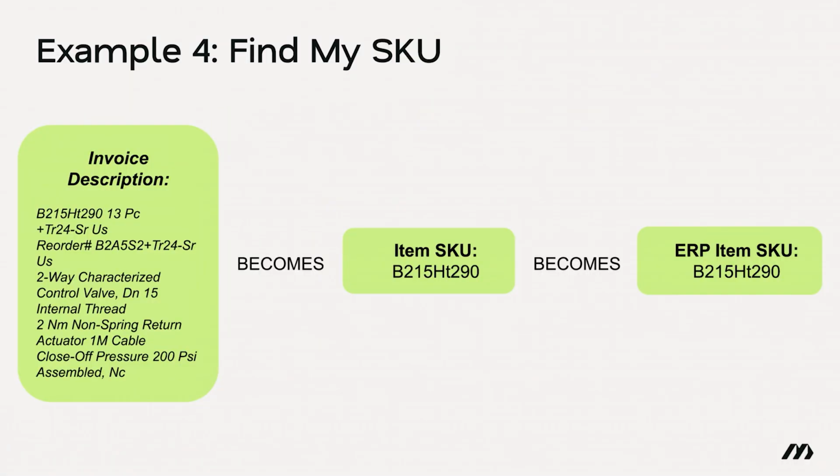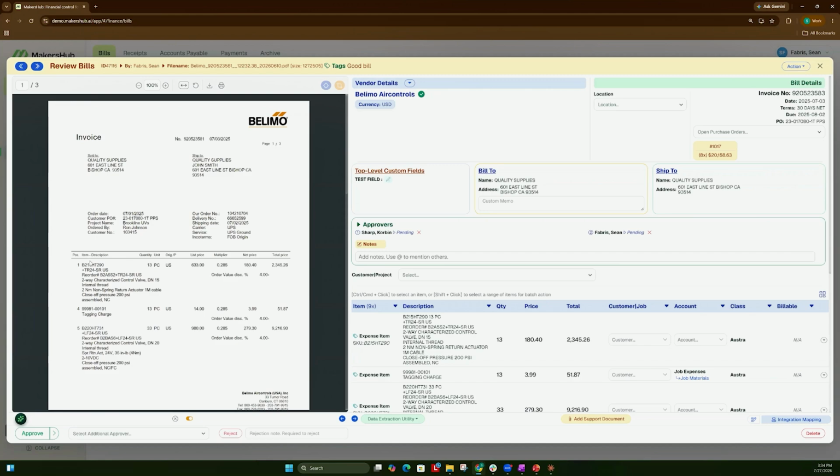Our last example is a vendor whose SKU and descriptions don't follow a reliable format. If we take a look at this Belimo bill, we can see that the item and the description are all combined within the same description field. And so that makes it very difficult for us to go ahead and extract a SKU, but we can train MakersHub as to where it is that we should pull this SKU from. In this case, we can say anything up until the first space should be set as a SKU.